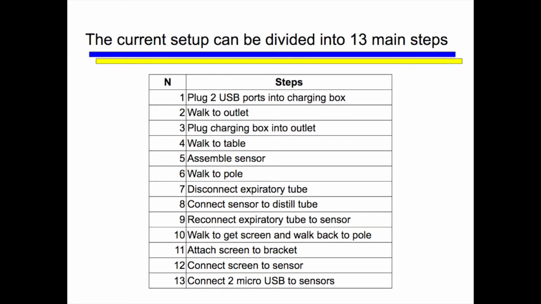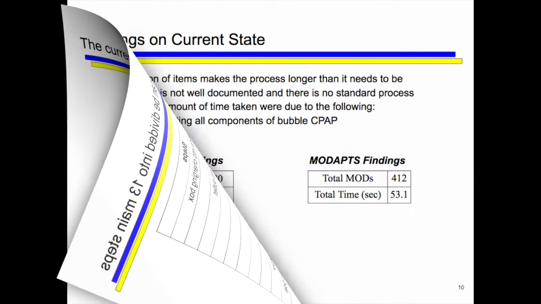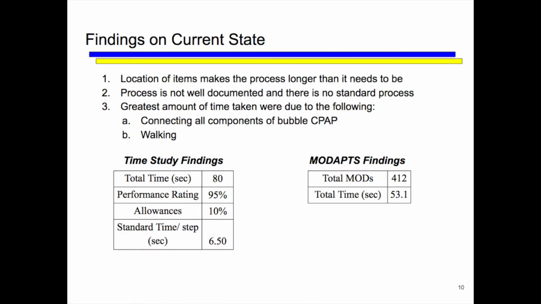Here's a table that shows the current process steps for setting up the leak detection system. After completing 3 separate trials under the current state to set up the device, we have discovered that the location of the items makes the process longer than it needs to be. The process is not well documented as this device is not currently in place within the NICU, therefore there is no standard process. The greatest time in order to set up the device was, 1, connecting all of the components to the bubble CPAP, and 2, walking between the table and the medical pole.